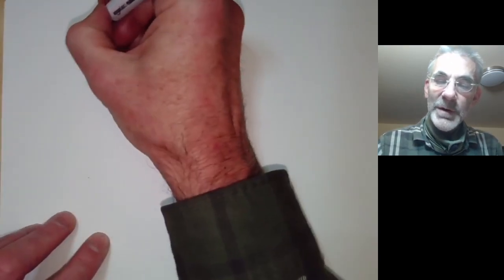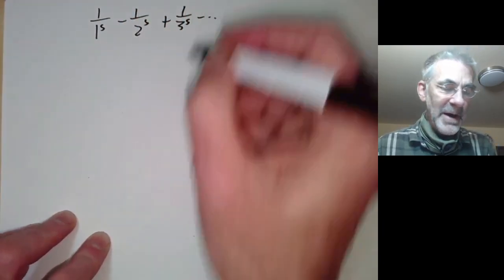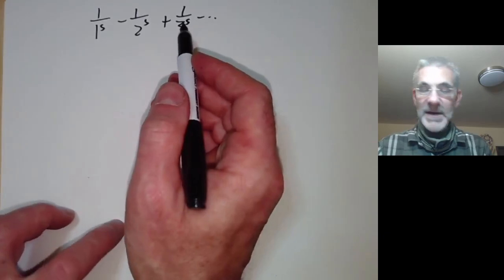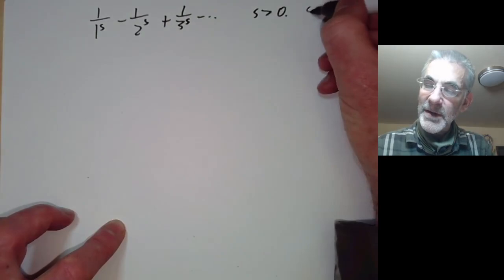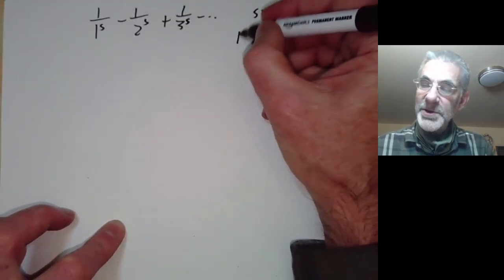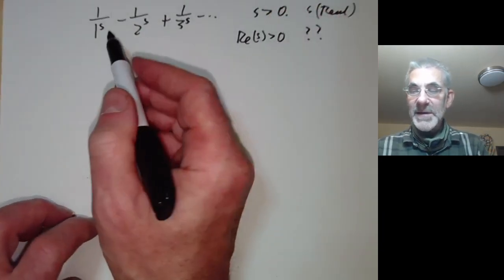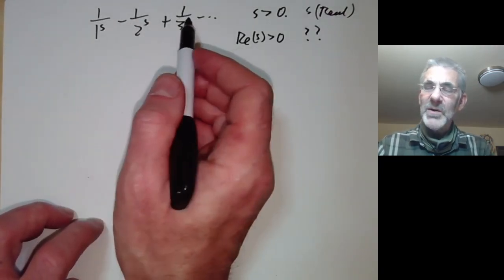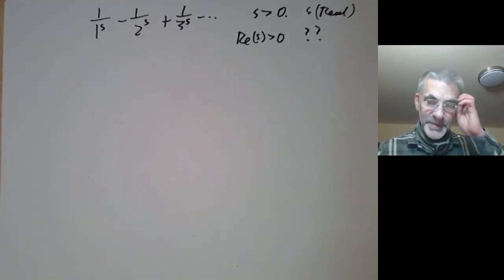Well, now let's look at a slightly trickier example. Now let's look at 1 over 1 to the s minus 1 over 2 to the s plus 1 over 3 to the s, and so on. And the convergence of this is much less clear. It certainly converges for s greater than 0 with s real, because it's an alternating series. We want to show it converges for the real part of s greater than 0. And this is much less clear because it's no longer really an alternating series. These are going to be complex numbers with funny arguments.